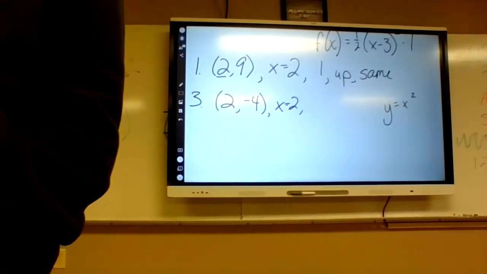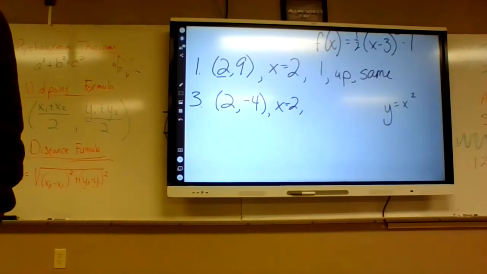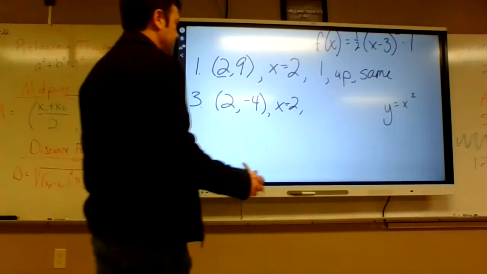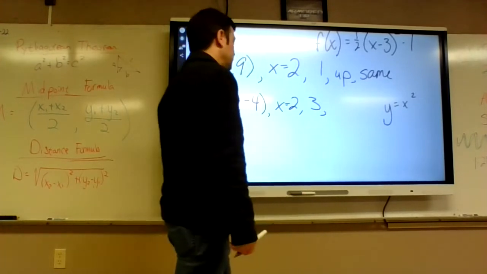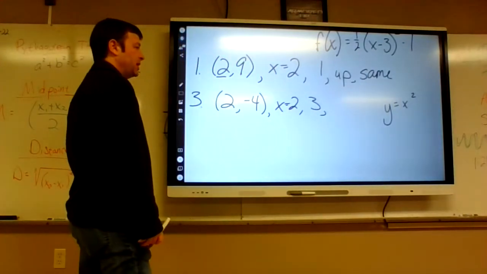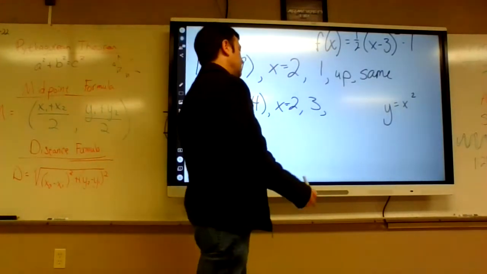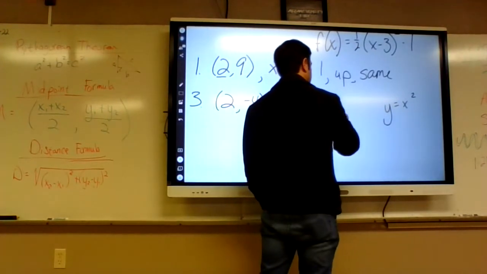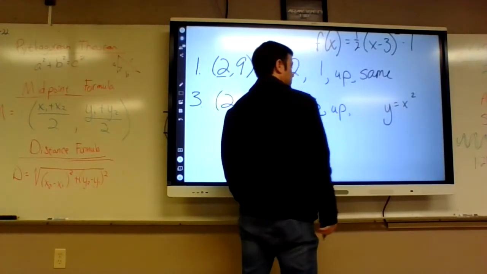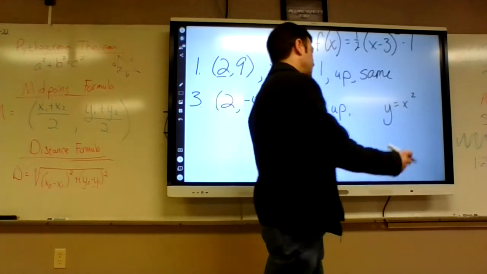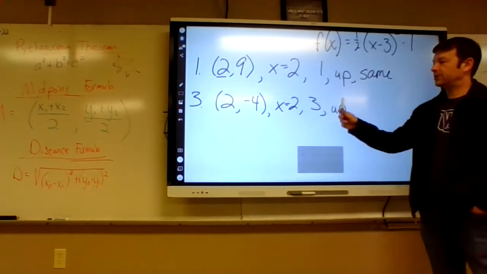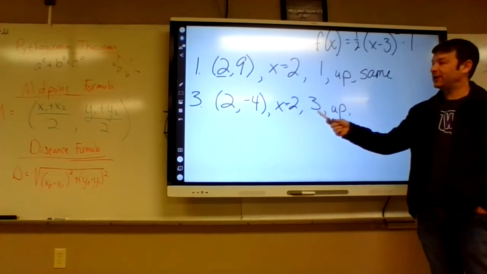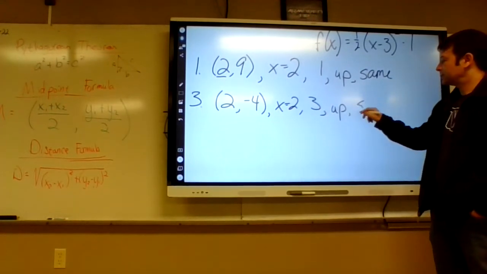Alright, what is the value of a? What's the front value? 3. Is that going to open up or down? Up, because there's no negative in front. Is it going to be steeper, flatter, or the same as normal? Steeper, because the 3 will make it go up 3 times faster. So it's going to get steeper.